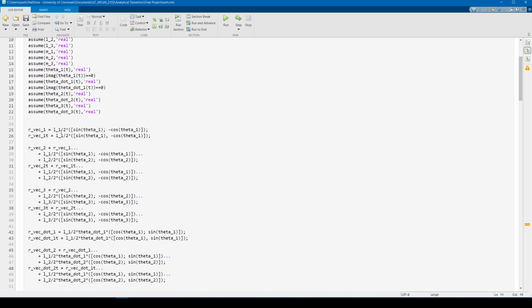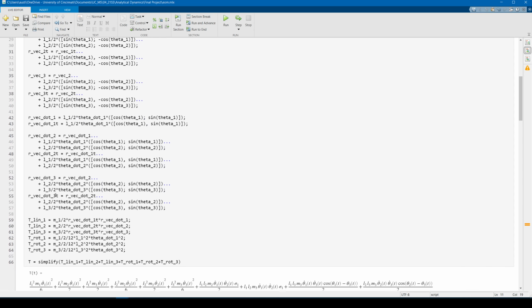Next, we define our R vector. The first R vector is a little bit simpler because it's not attached to a pendulum. Then we have the second R vector, so we see that first R vector pop in there, and the length of the first pendulum and the angle of the first pendulum are also important for this second pendulum. Then we have the position of the third pendulum.